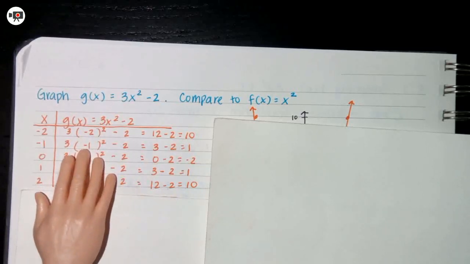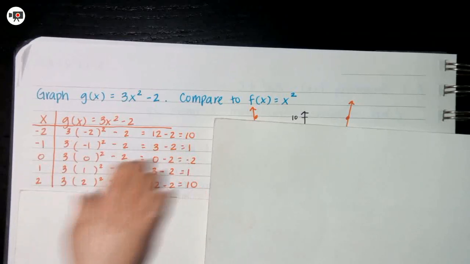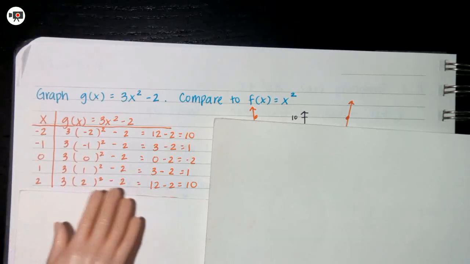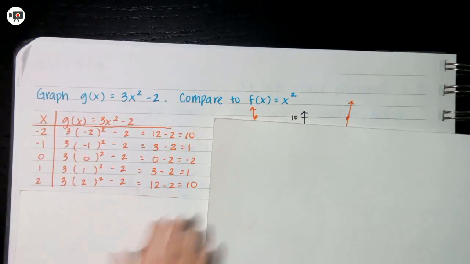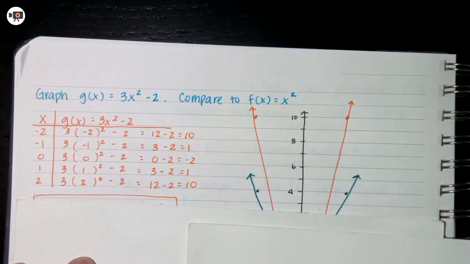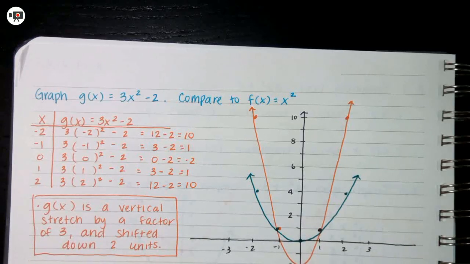Negative 1 squared is 1, 1 times 3 is 3, and 3 minus 2 is 1. Plug in your values, square them, multiply by 3, then subtract 2, and you get your y values. I can plot those on my graph, and then I will also put x squared on my graph.